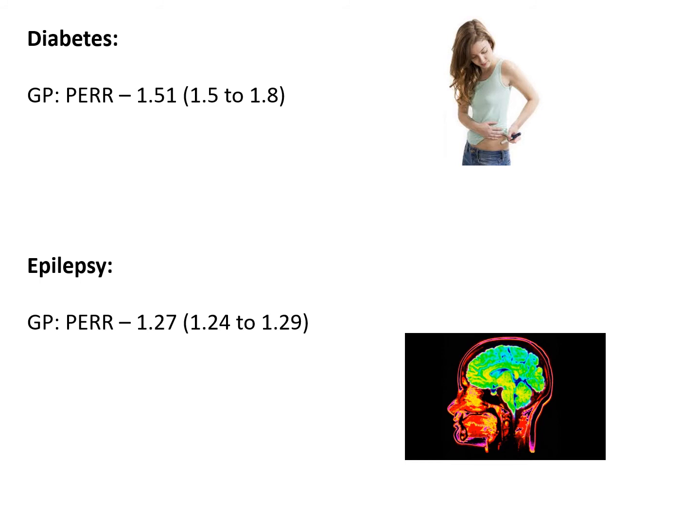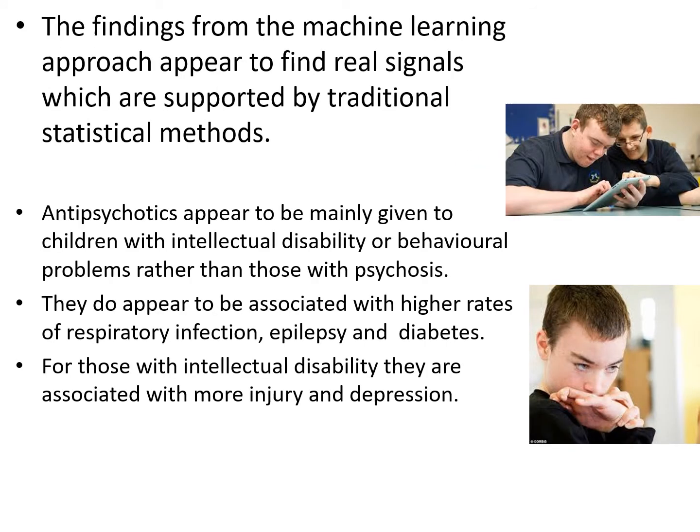We also found that people on antipsychotics had more diabetes associated codes, and this may be because antipsychotics are associated with weight gain. And we also found that people who had epilepsy had more seizures, and it's known antipsychotics reduce the seizure threshold. The real finding for us was that machine learning did appear to find real signals, which were then supported when we used traditional statistical methods.